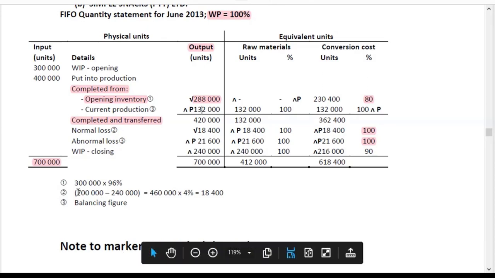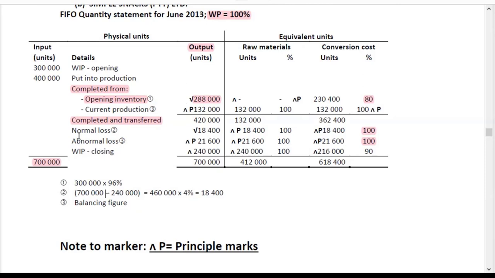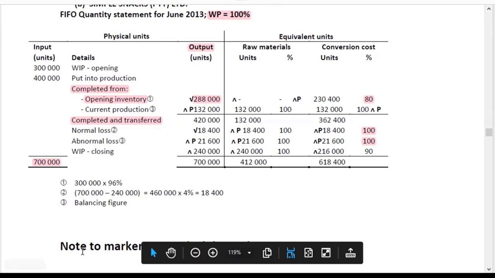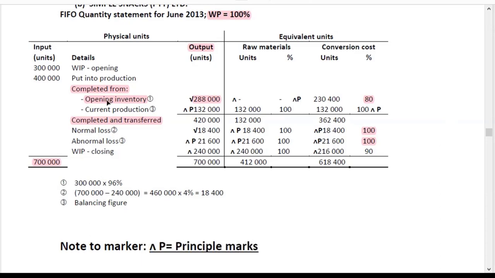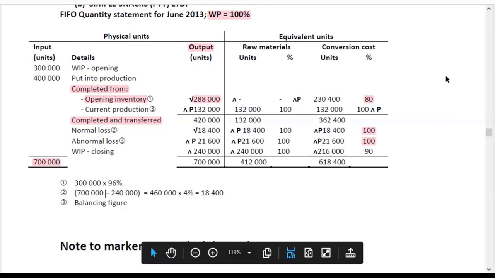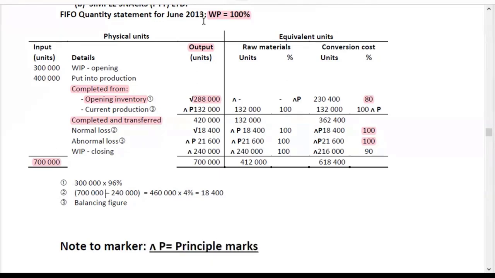Then we go back again in terms of the normal loss. Yes, let's start again in terms of calculating the normal loss. Again, normal loss, you start with that diagram to say, all right, so the process 0%, it ends at 100%. Where's my wastage point? It's at the very end, which is 100%. You start again, opening inventory. Was it before or after the wastage point? It was before. So as a result, it will be subject to the loss.